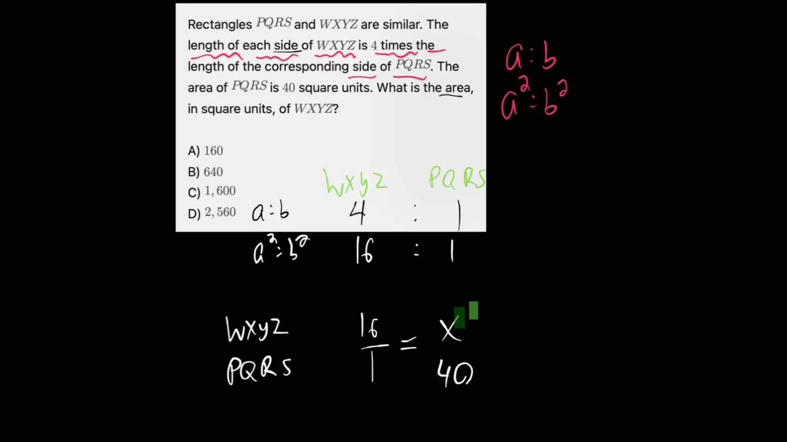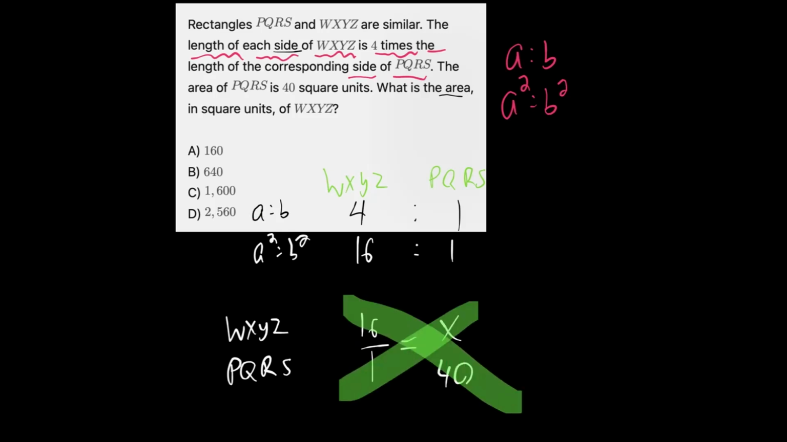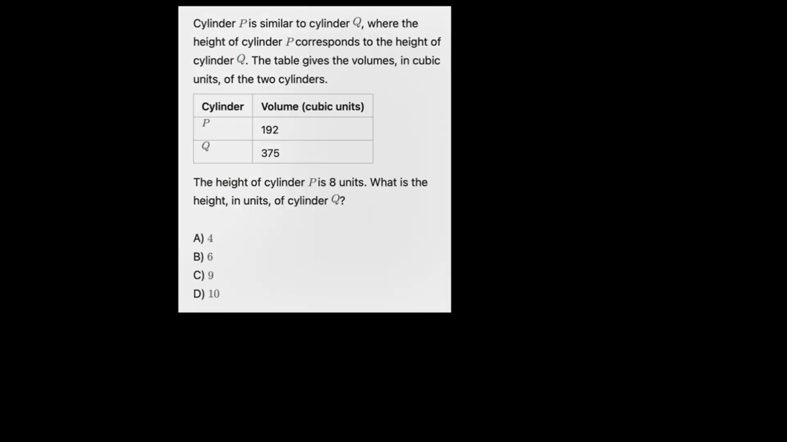So now we can just cross multiply to solve. So 1 times X equals 16 times 40. And on a calculator, 16 times 40 comes out to 640. And so our answer here is B.